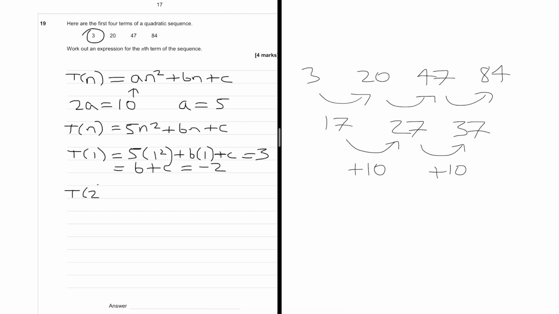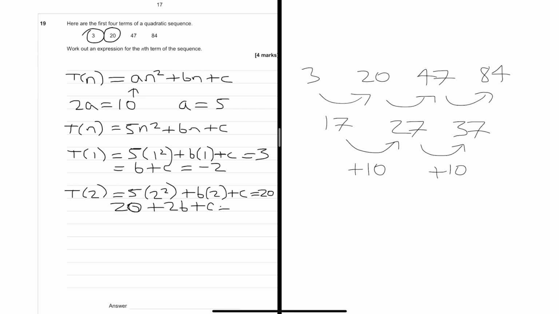And then if we work out our second term, we have 5 times 2 squared plus b times 2 plus c equals our second term, which is 20. And if we simplify this, well, 5 times 2 squared, that's 5 times 4, so we have 20, plus 2b plus c equals 20. Well, if we subtract 20 from both sides, we get 2b plus c equals 0. And what this actually tells us also is that c is equal to minus 2b.